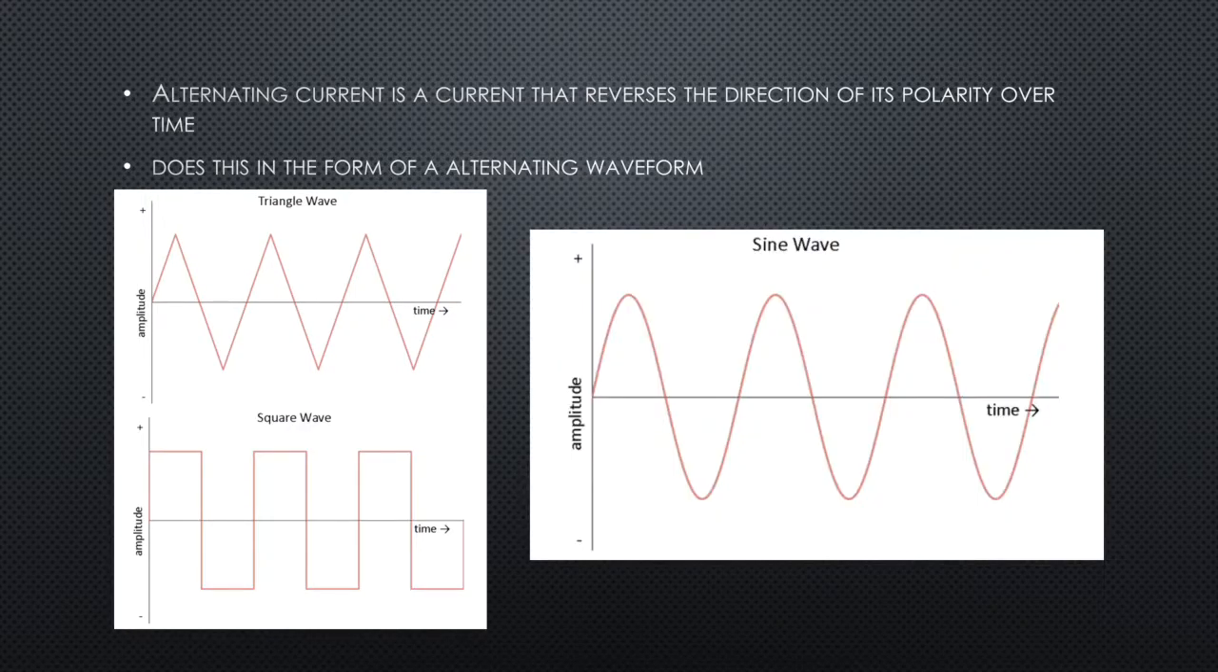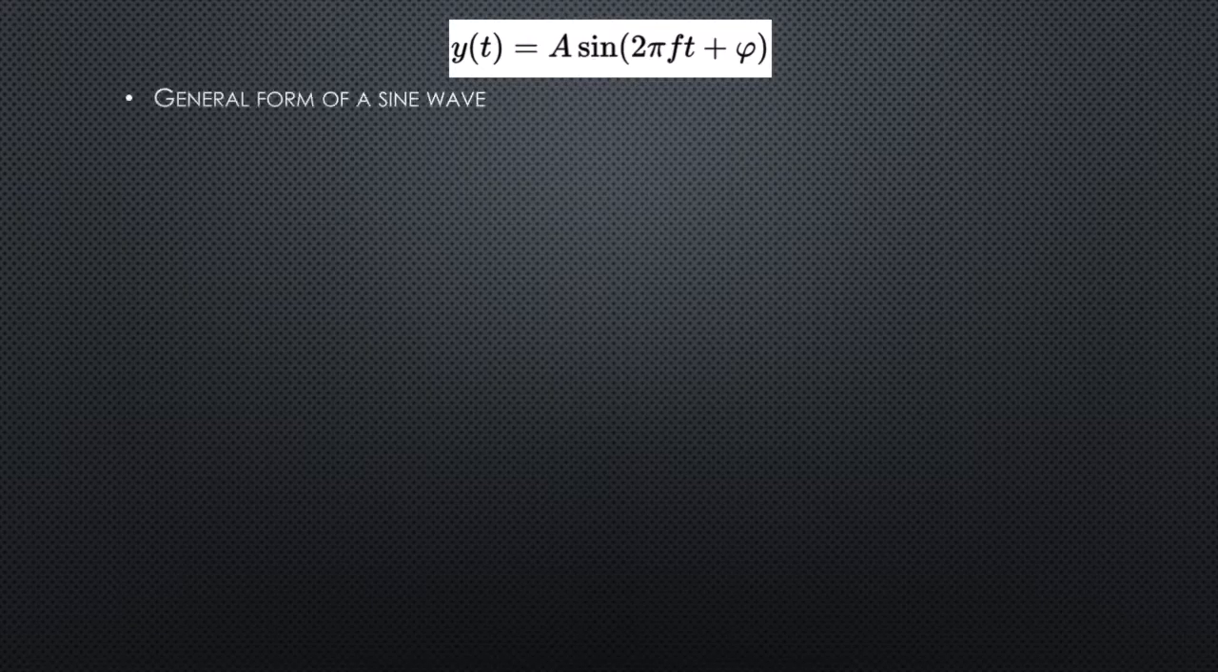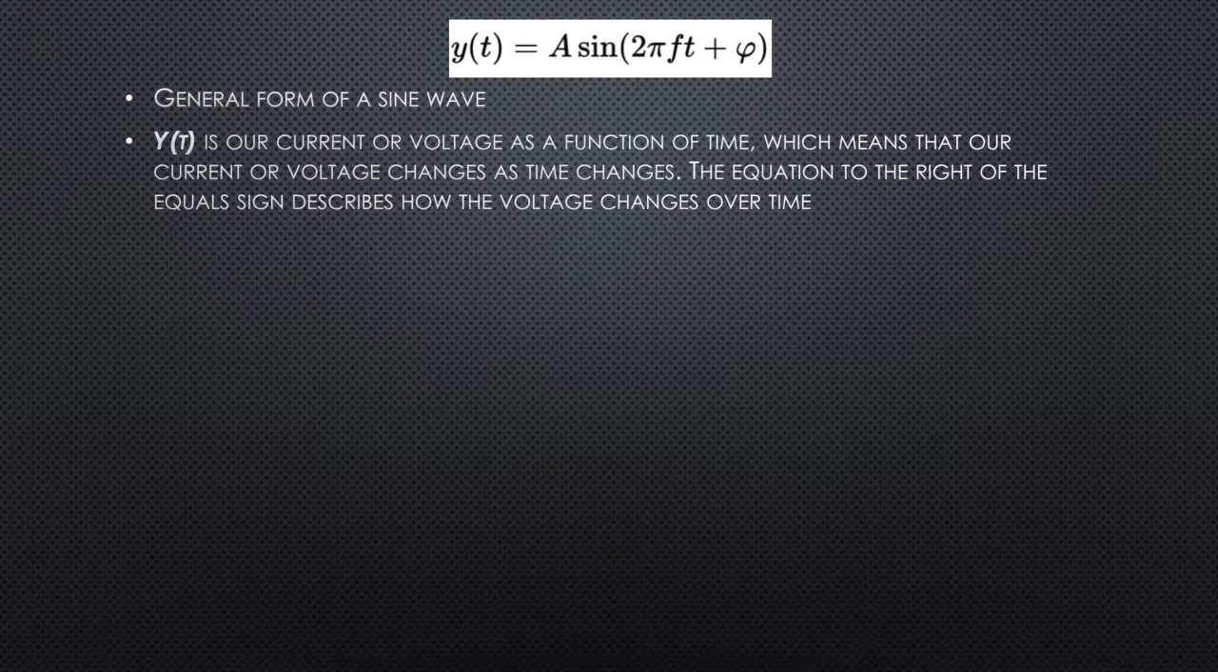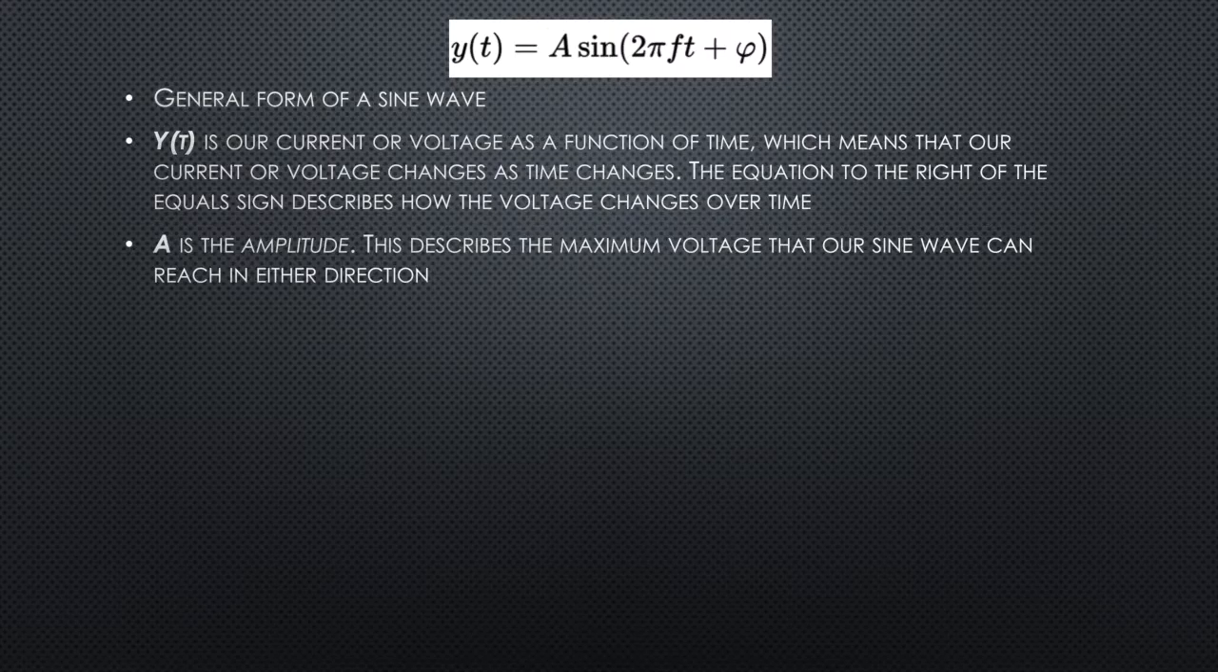So this is the general form of a sine wave, and the best thing about this form is that we can extract a lot of information about the wave and what it looks like. Y is our current or our voltage as a function of time. So as our time changes, our value for Y is going to change as well. A is the amplitude of the sine wave, which is essentially the height of the wave, or the maximum value the wave can reach in either direction.